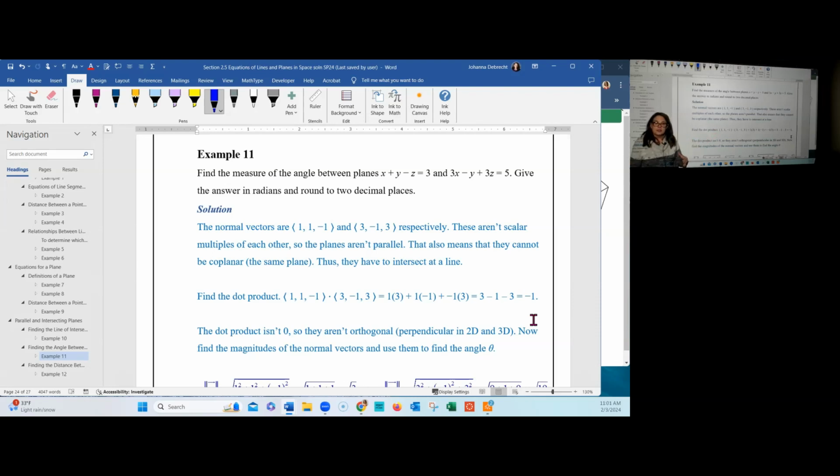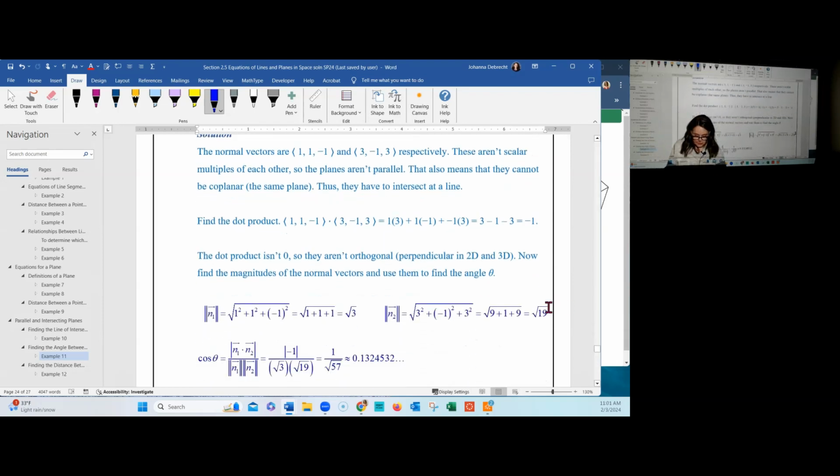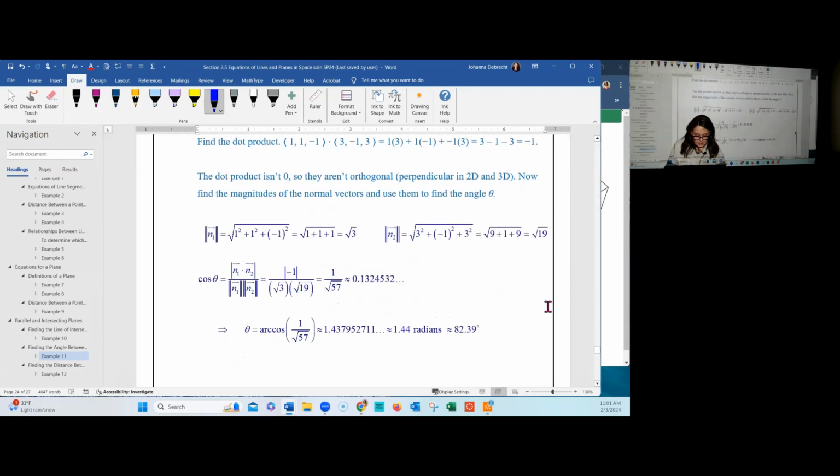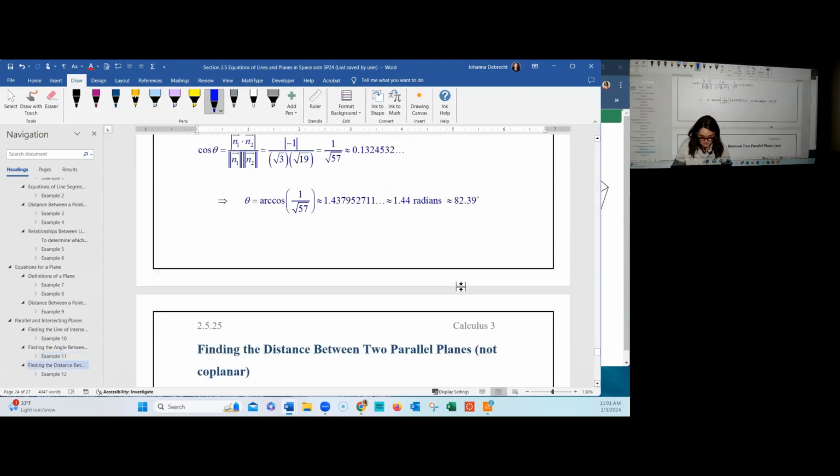If it came out to be 0, they would have to be 90 degrees apart since the cosine of pi over 2 is 0. And then I find the magnitude of each normal vector, and I take the absolute value of the dot product, divide by the product of the magnitudes of the normal vectors, and I get a decimal representation. Then I find the arc cosine of that, and it comes out to be about 82.39 degrees. Right?